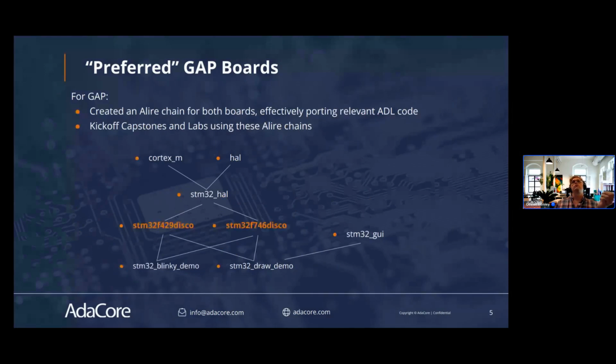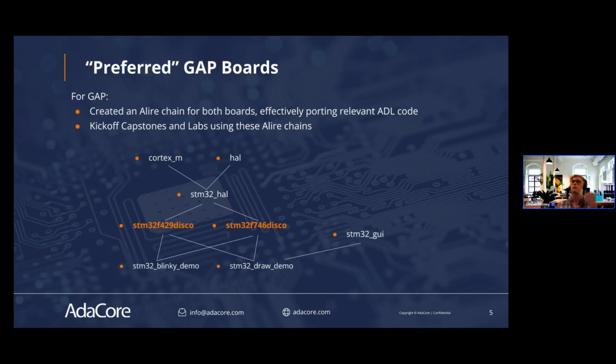Here, what I did to onboard, again, I created an Alire chain for both boards, the F429 and F746, effectively porting relevant ADL code, so you don't bring all the other driver library code, just what is needed. The goal is so that I can better navigate and explain stuff to newcomers, which are students, right? So Cortex-M HAL, STM32 HAL, is kind of a new crate that has almost everything. It goes on to the two different boards.